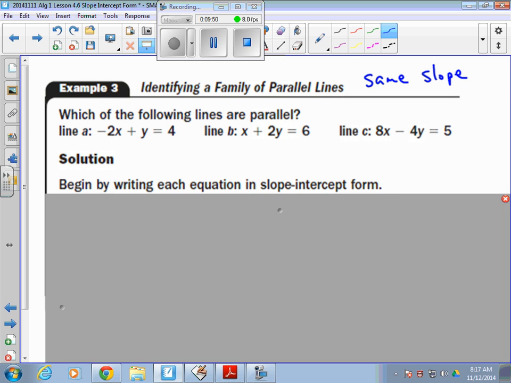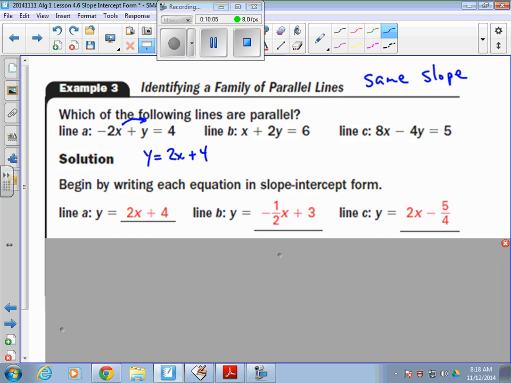We'll look and see what their slopes are. In order to find the slope of A, you move negative 2x over by adding 2x. You get y equals 2x plus 4. So in order for something to be parallel to that line, it has to have a slope of 2. Okay, for line B, so let's look through those real quick.